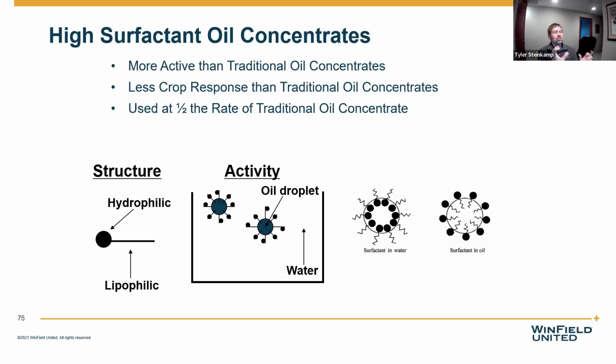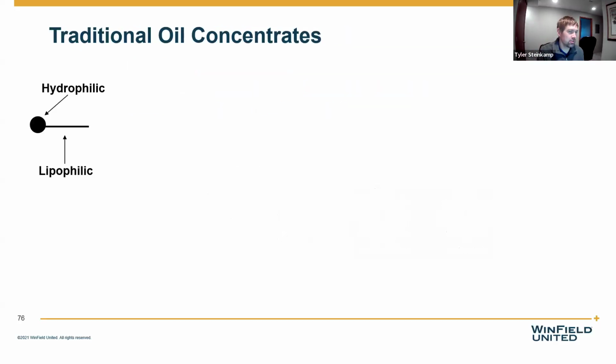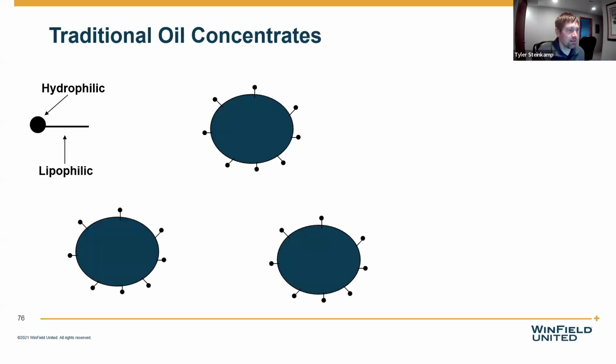Either way, the surfactant allows that oil to mix with the water because it has a hydrophilic head and an oil-loving tail. Basically, it surrounds the oil and allows it to mix. Now, with traditional oils, we do have surfactant in traditional oils, and when you mix the traditional oil with water, this is kind of what it looks like.